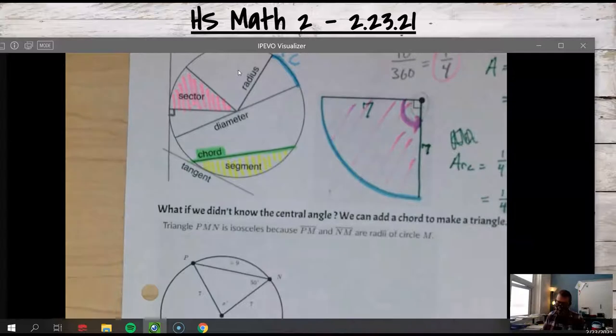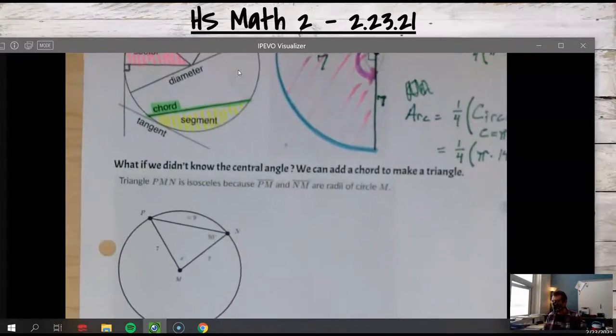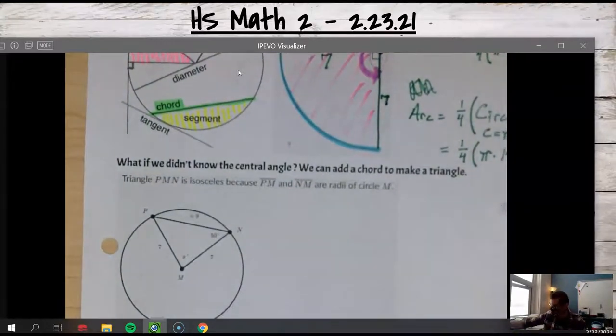Take a moment to think about triangle PMN. They tell us it is isosceles, and I feel like that's worth something.